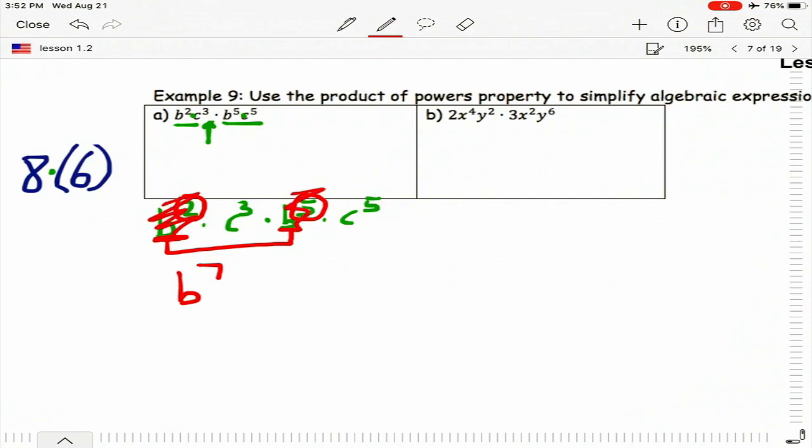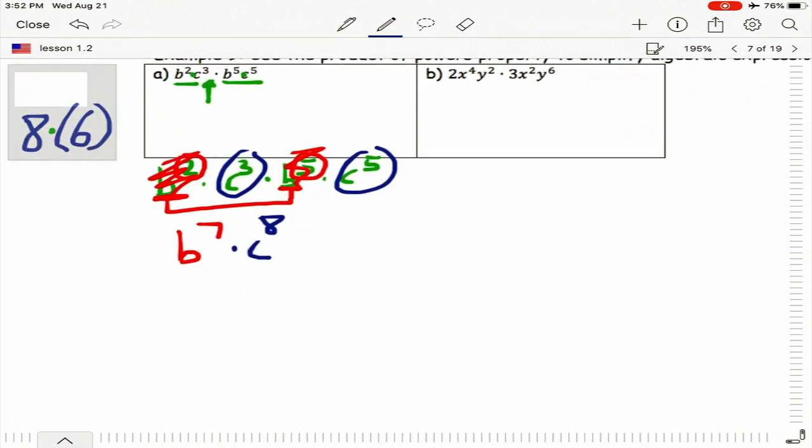Done and done. And then do your c's. Technically you're multiplying the same base, so add your exponents. And 3 plus 5 is 8. Now some of you are going to write b to the 7 times c to the 8. And that's technically correct. I'm going to mark it right. Simpler is better. So if I don't need a mathematical symbol there, I'd rather not. That's why in math we call things simplified.